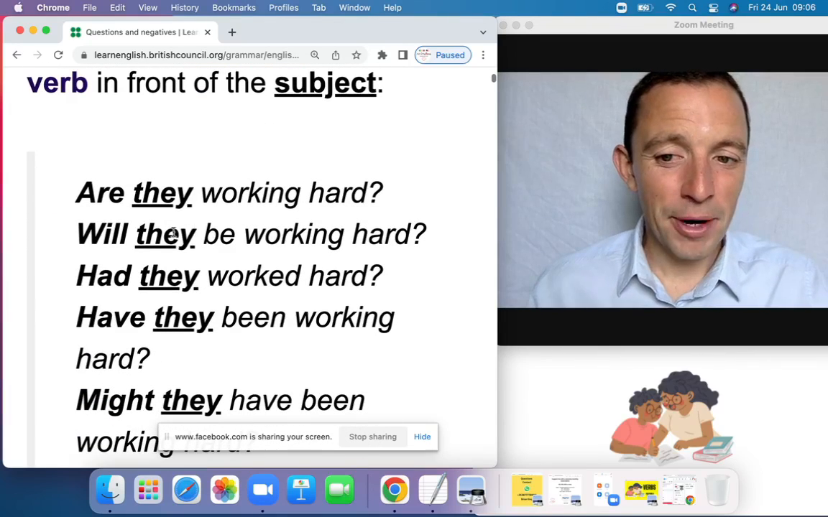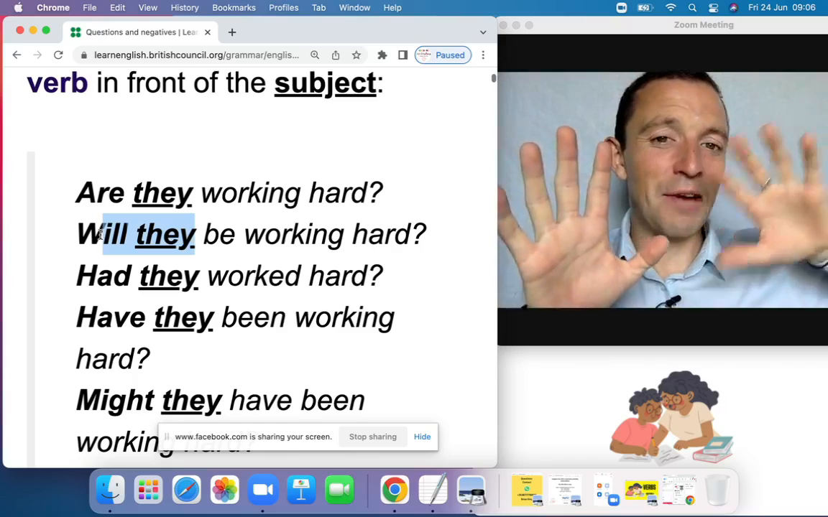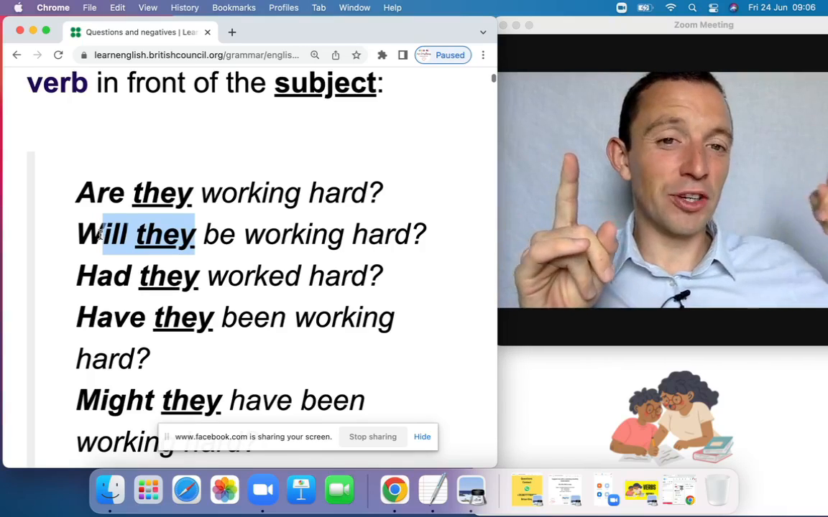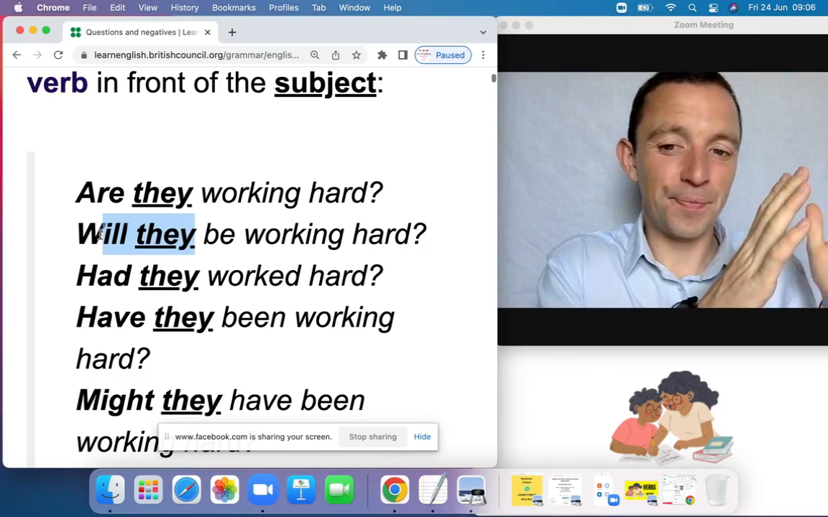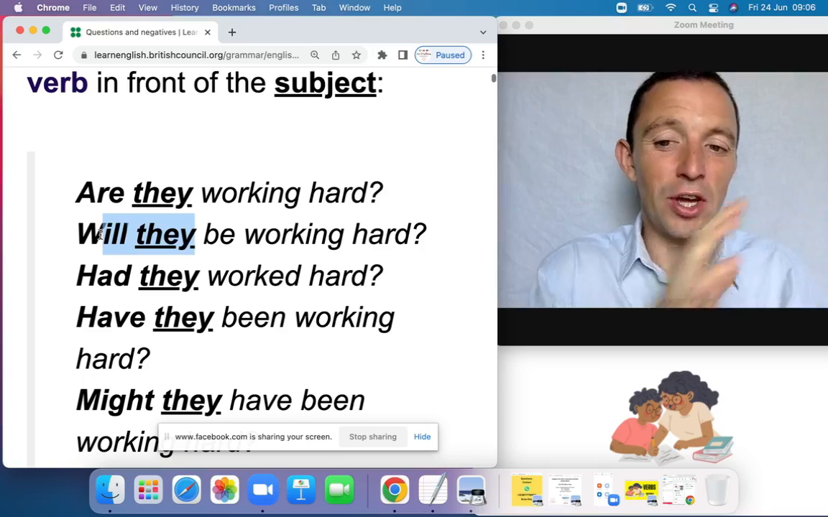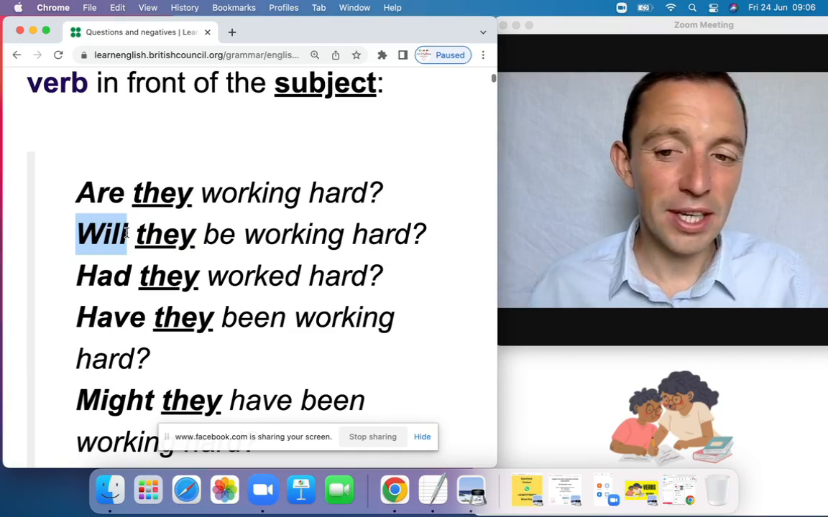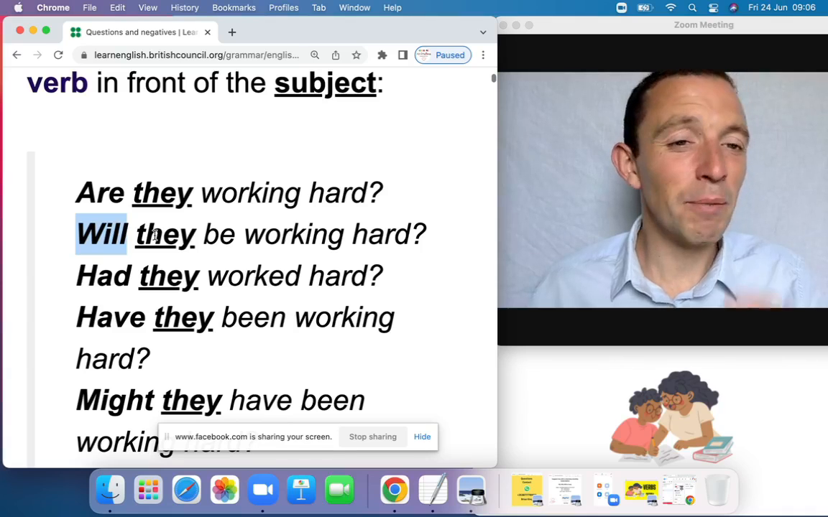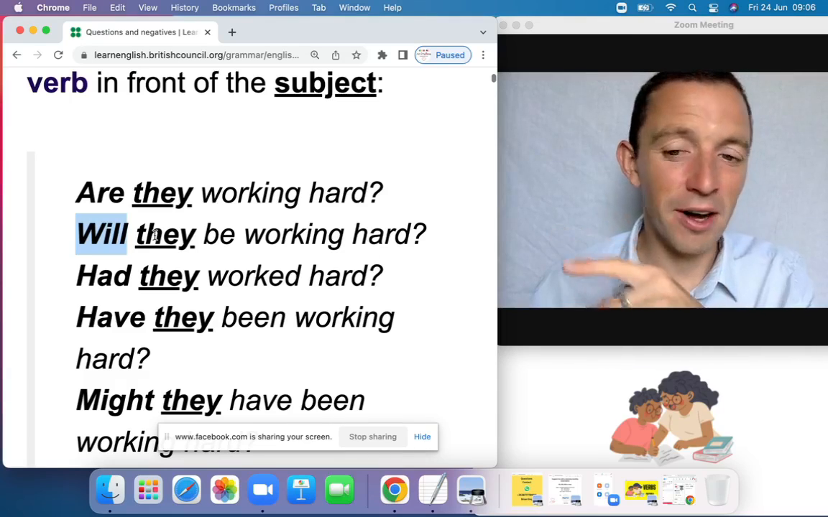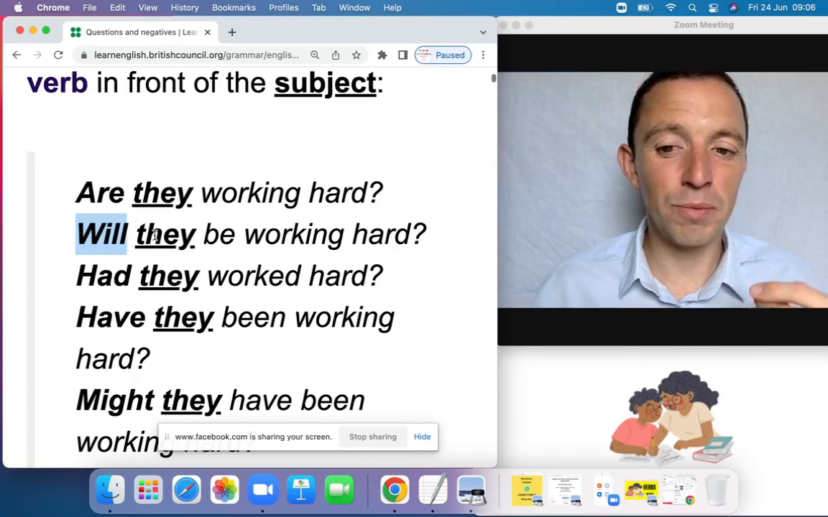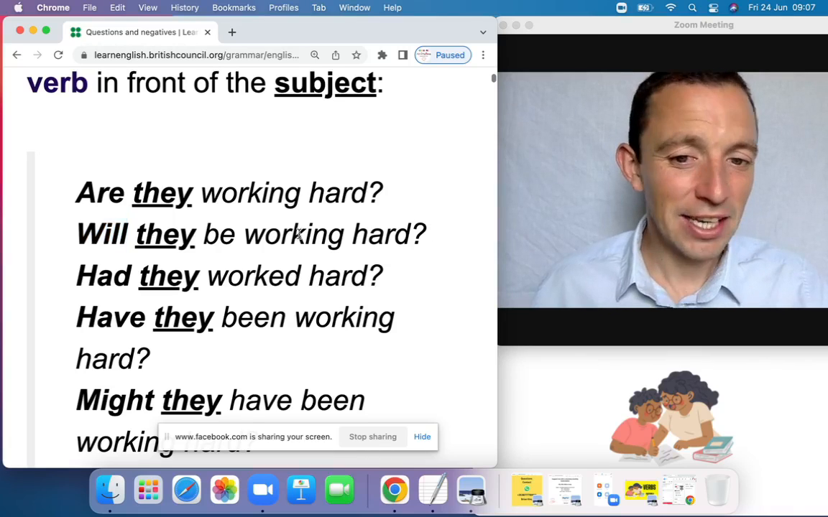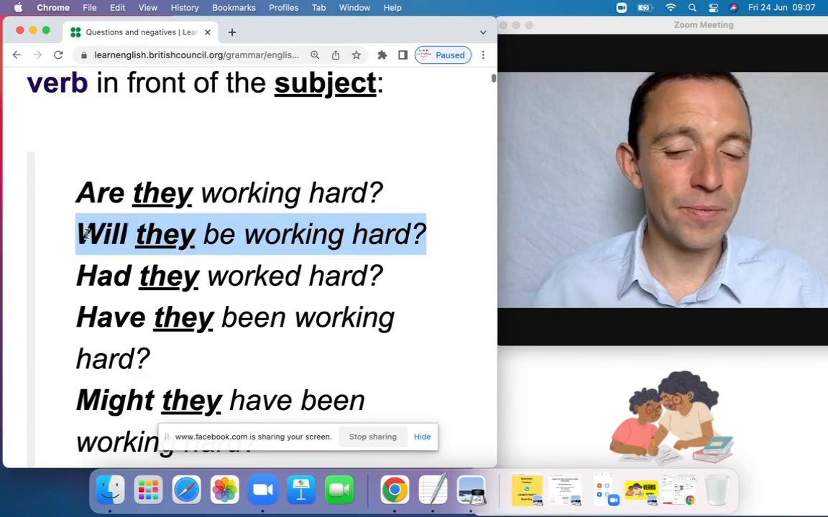Next, remember, the affirmative, they will be working hard, in the future continuous. They will be working hard. So to create the question, we take the first part of the verb, will, considered the auxiliary, and we put this at the beginning of the sentence. And the question becomes, will they be working hard? And the answer is yes, or the answer is no.